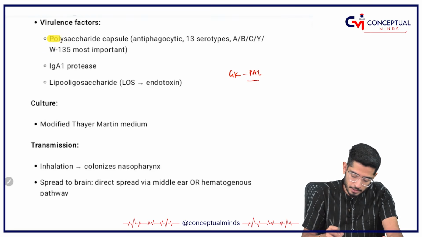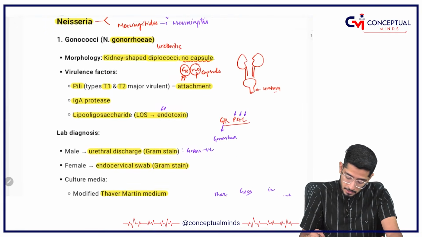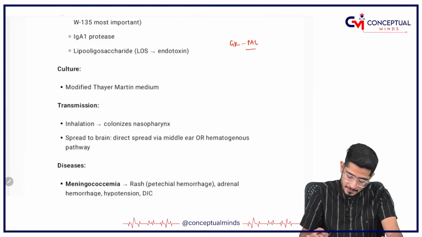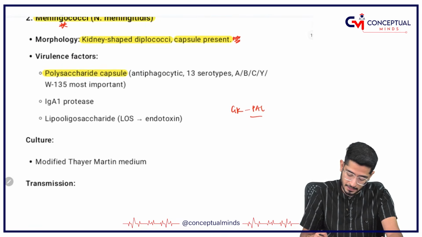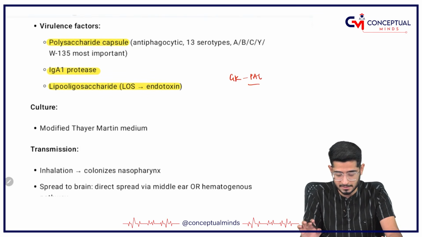Coming to the next thing, the mnemonic for gonorrhea, if you remember. Similarly, here also there is a polysaccharide capsule. That P was different, this P is different. What was that P for gonorrhea? P for pili was there. Whereas here you see this is a polysaccharide capsule. Again IgA1 protease and lipo-oligosaccharide, which is an endotoxin, all the things are similar.